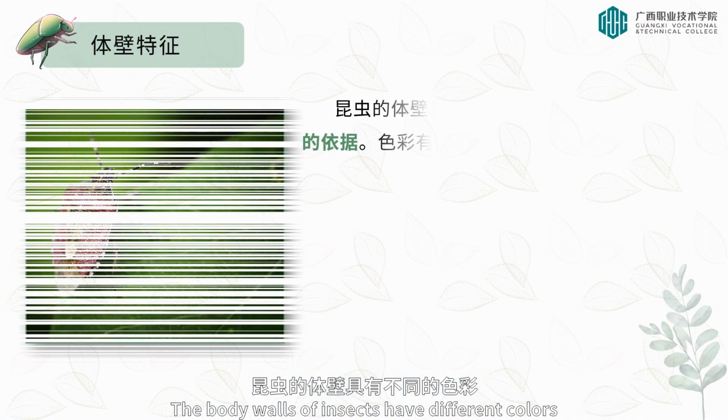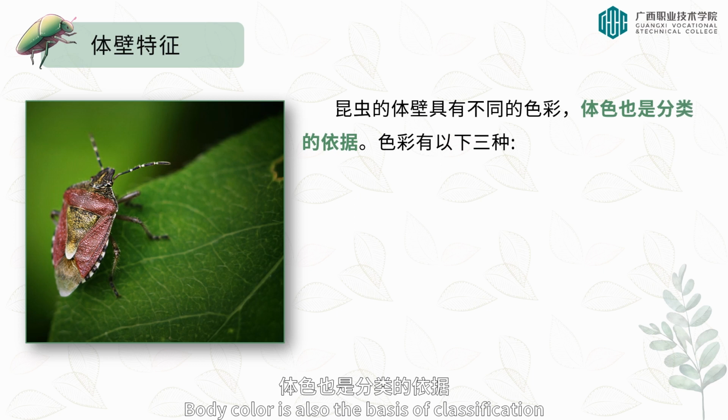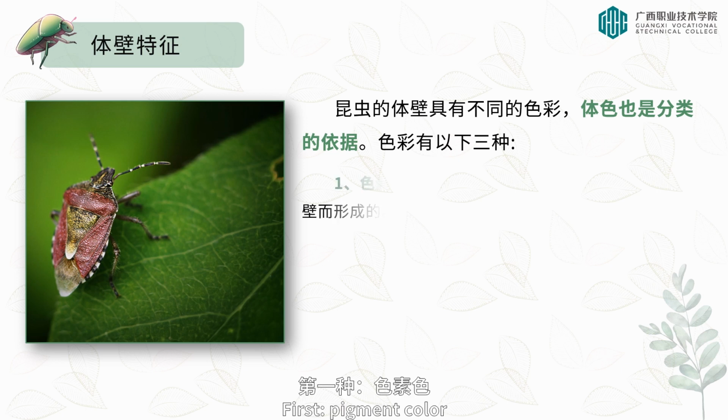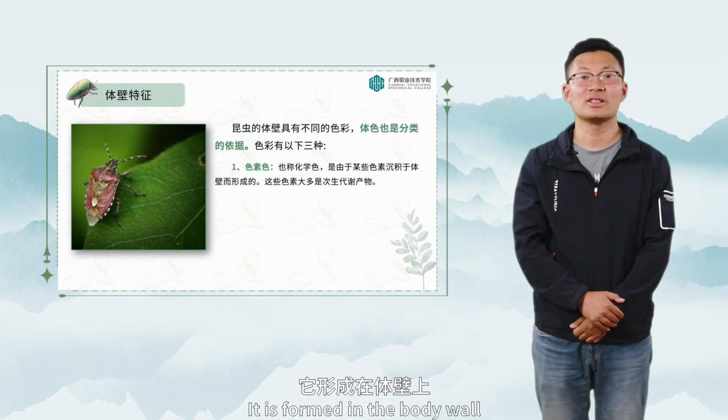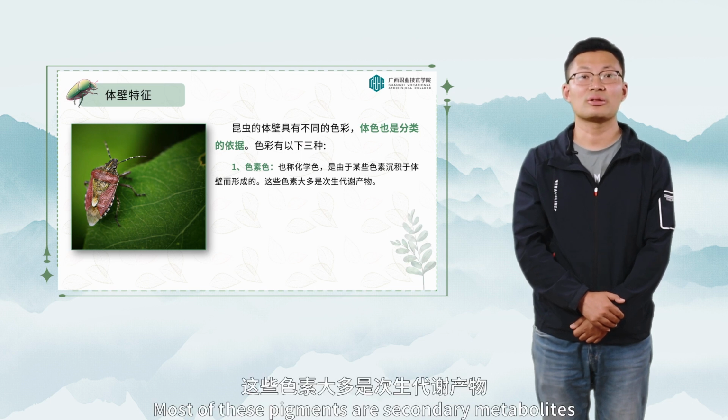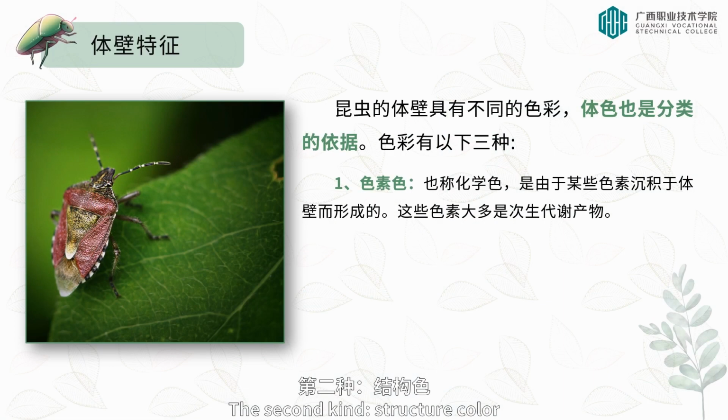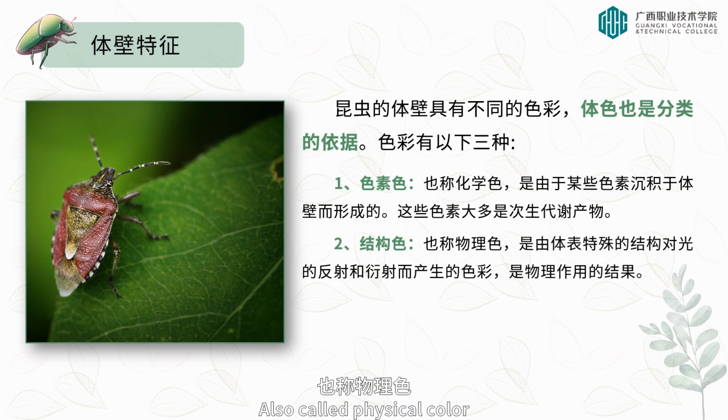The body walls of insects have different colors. Body color is also a basis of classification. There are 3 kinds of colors. First, pigment color, also called chemical color. It is formed in the body wall. Most of these pigments are secondary metabolites. The second kind, structural color, also called physical color.